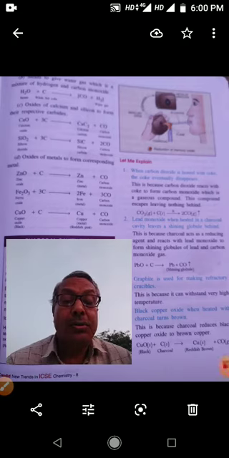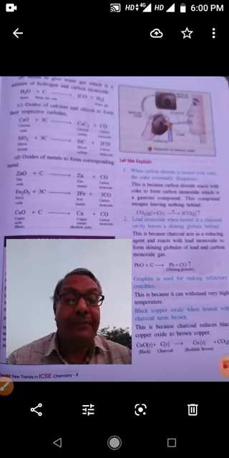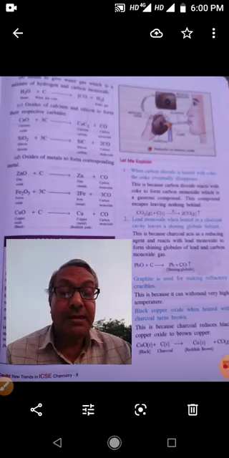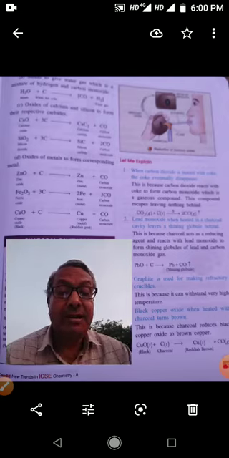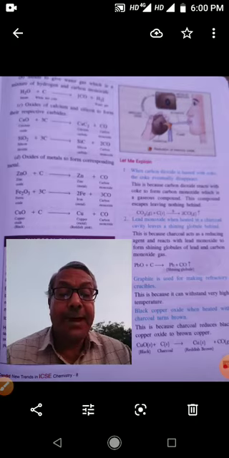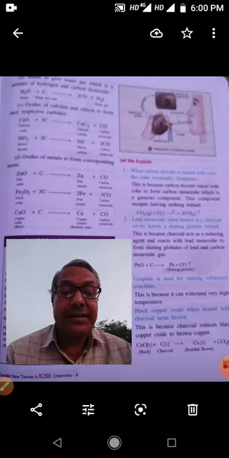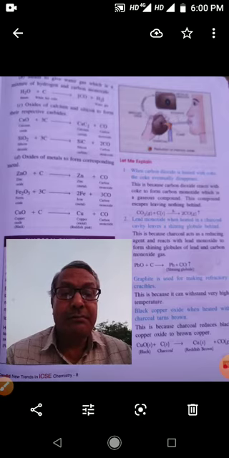Now I am going to teach you about the properties of carbon. Carbon, I have told you, exists in different physical forms. And the different physical forms of carbon are called allotropes of carbon. So that is diamond, graphite, fullerene, charcoal, lamp black and coke.